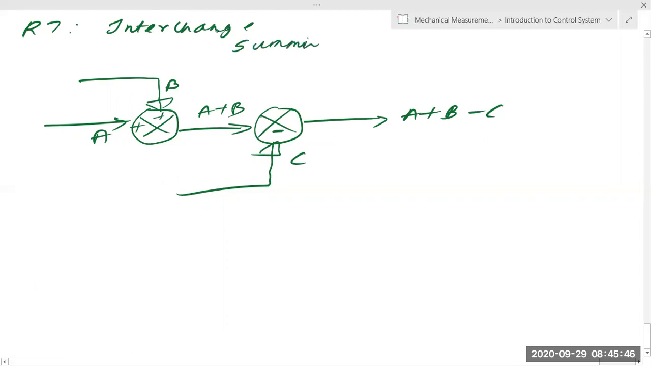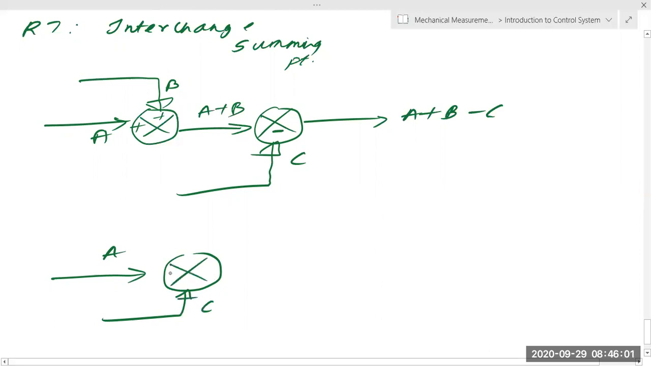Interchange the summing point. So how can we interchange the summing point? Suppose this is A. Now, if I want to bring a signal C first, this will be plus, this will be minus, and then I want to see what is the output. The output will be A minus C.